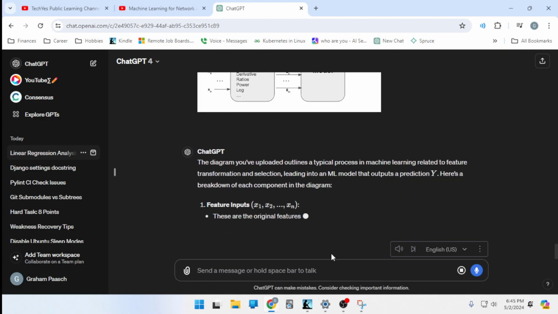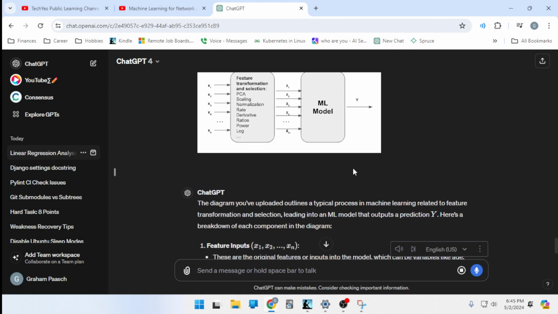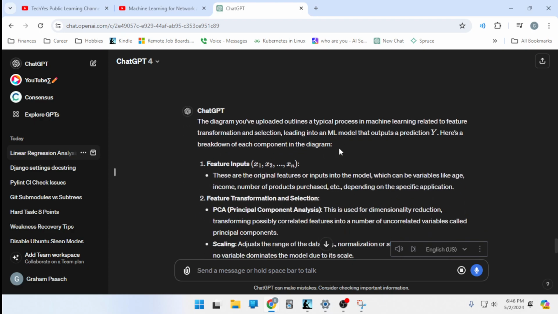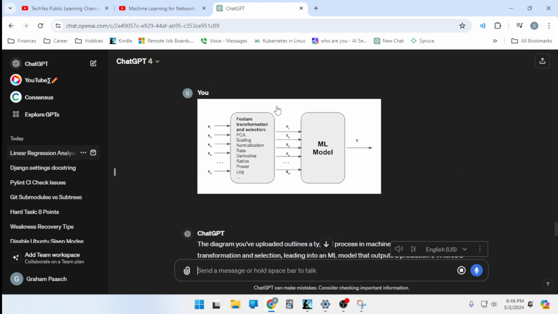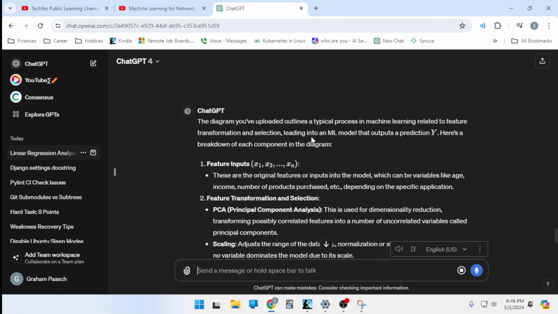The diagram you've uploaded outlines a typical process in machine learning related to feature transformation and selection, leading into an ML model that outputs a prediction Y. Here's a breakdown of each component in the diagram. Feature inputs x1, x2, xn. These are the original features or inputs into the model, which can be variables like age, income, number of products purchased, etc., depending on the specific application.